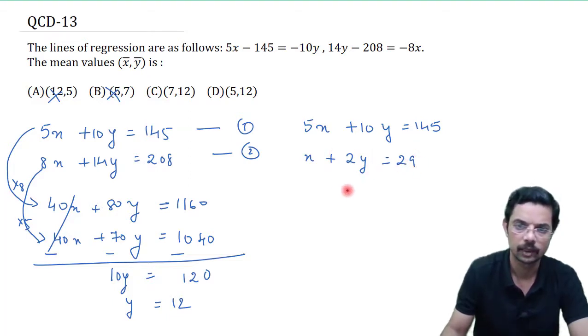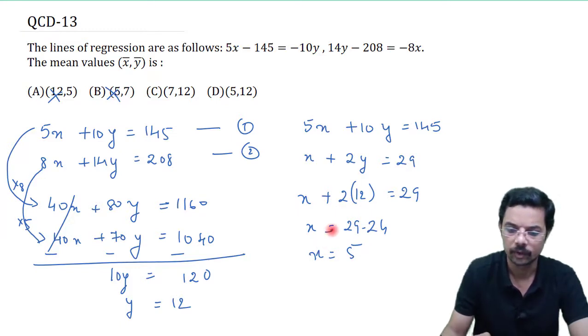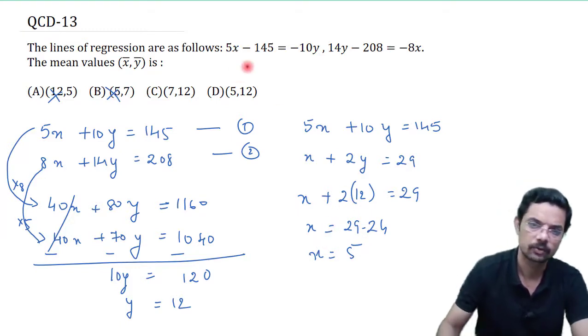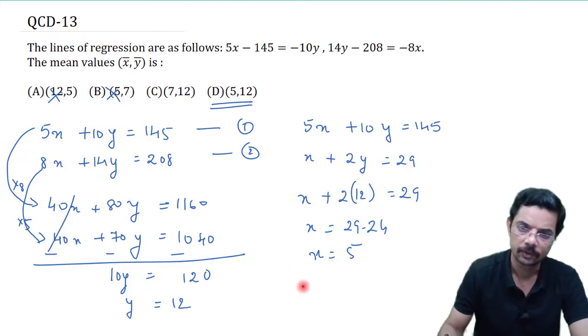Okay, so put y equal to 12 here. So this is 12 into 2 plus x equal to 29. So x will be equal to 29 minus 24, and that is equal to 5. X is equal to 5. Okay, so we get x equal to 5. So 5 comma 12 is your correct answer. So x bar comma y bar will be equal to this.